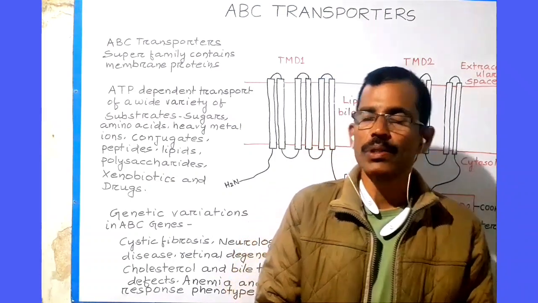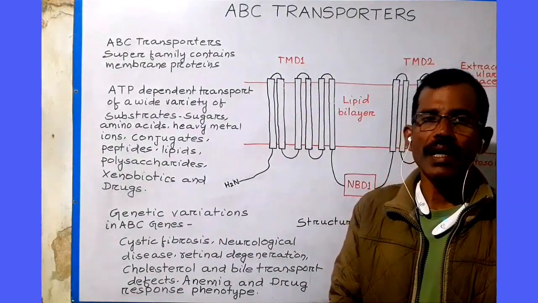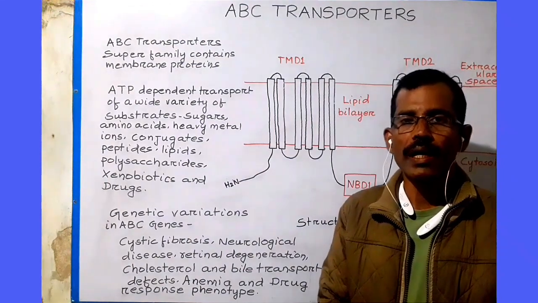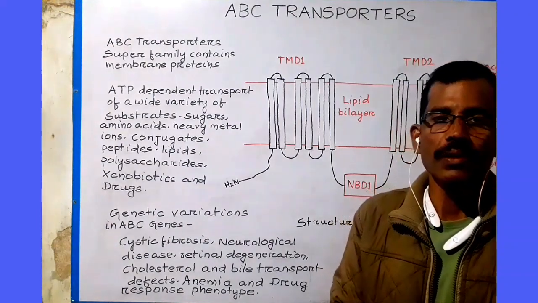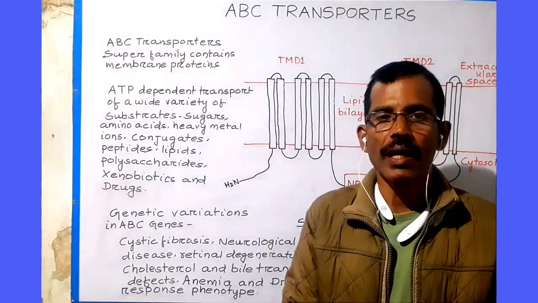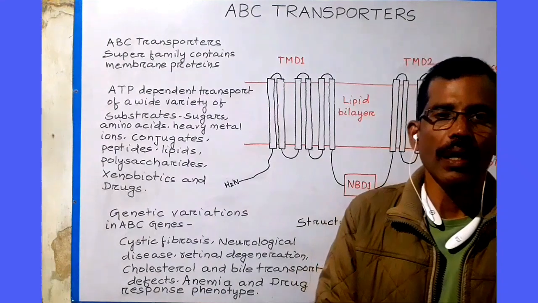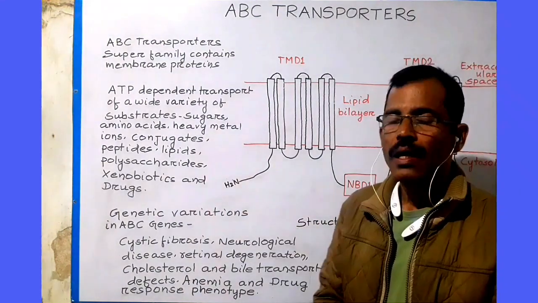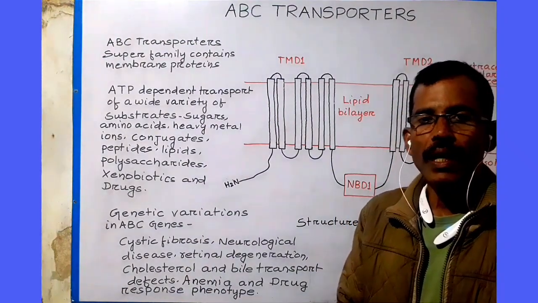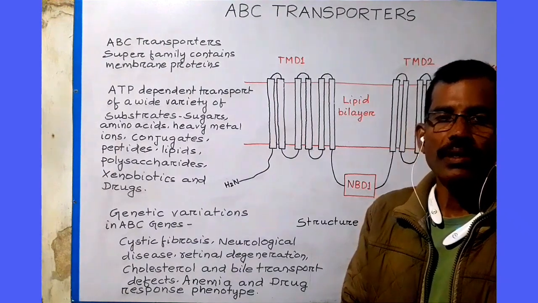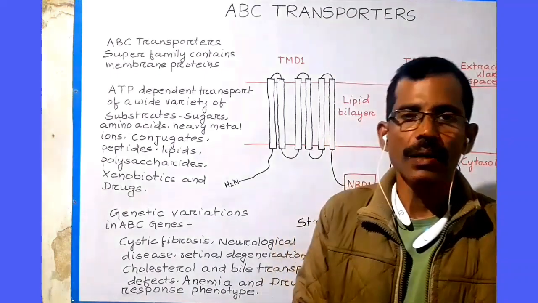Friends, today we shall discuss ABC transporters. The ATP binding cassette transporter, also known as the ABC transporter superfamily, contains membrane proteins that transport a wide variety of substrates across extracellular and intracellular membranes, including sugars, amino acids, heavy metal ions, conjugates, peptides, lipids, polysaccharides, xenobiotics and drugs. The transport is ATP dependent.